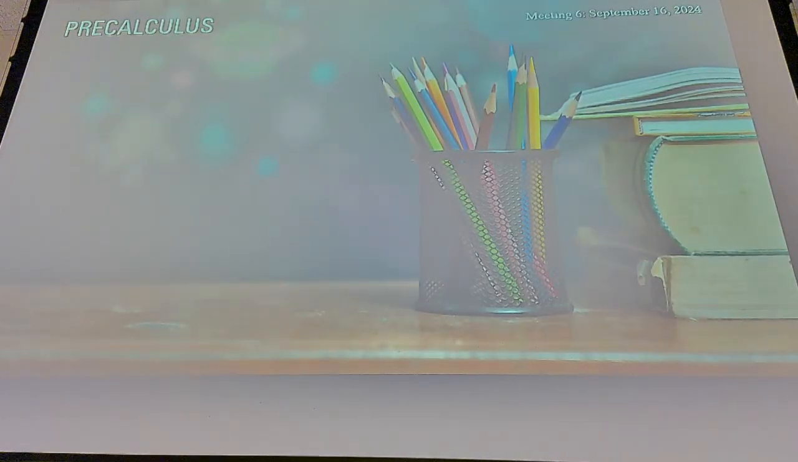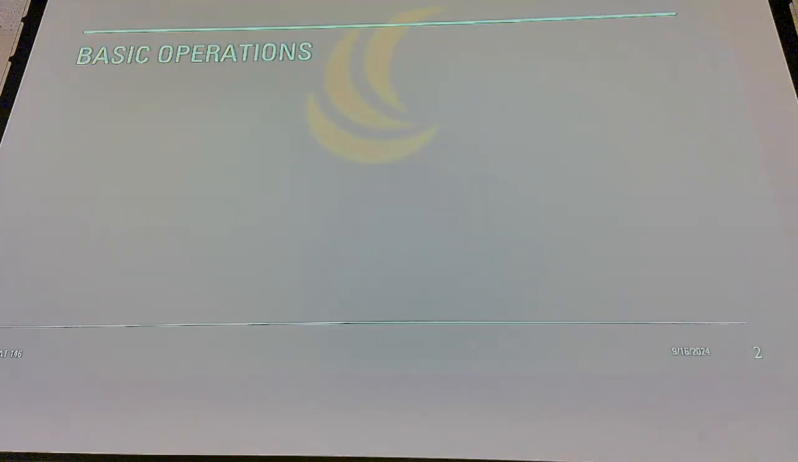Last time, behavior. Now we look at combining functions. So doing algebra on functions. So basic operations on functions.